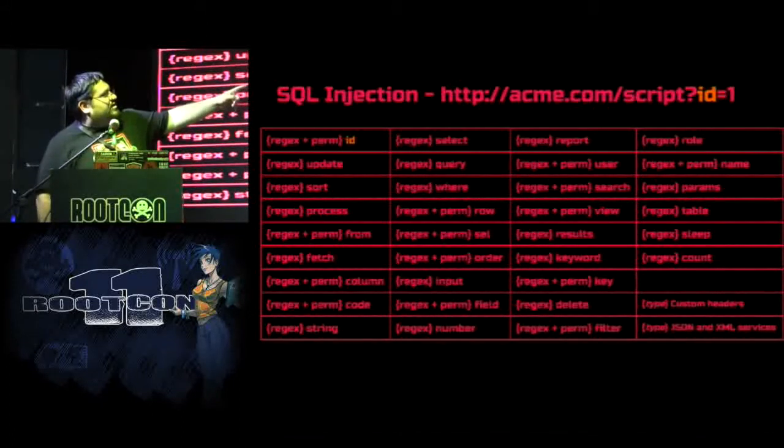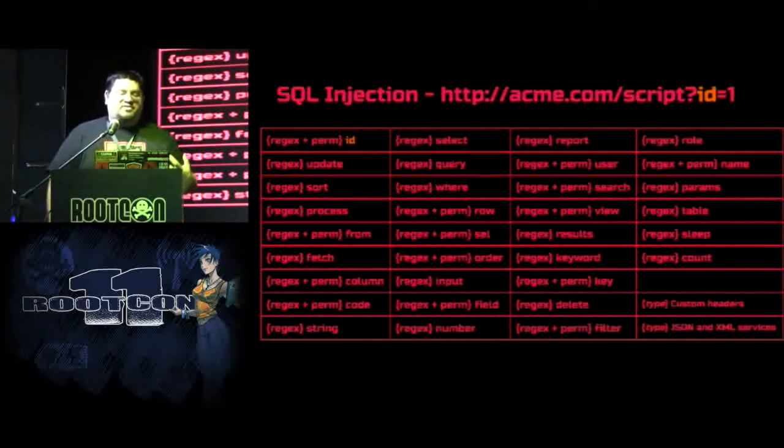And so this is a pretty general idea of SQL injection. Script question mark ID equals 1, right? So after ID, we've already talked about this, I would insert a tick, or I would try to do some SQL injection. These are the most common parameters you will ever see for SQL injection if you're a tester. ID, update, sort, process, from, fetch, column, code, string. These are the ones that we've seen the most out of anything to do this manual testing.